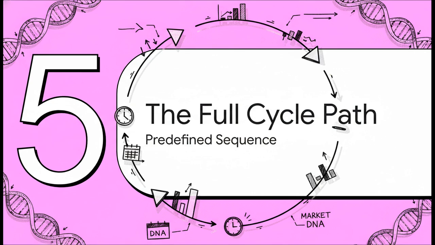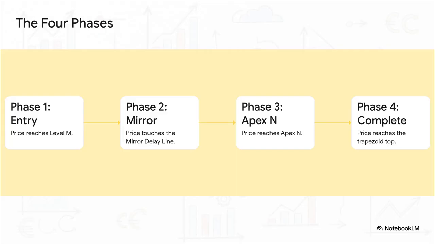Okay, so we've looked at the entry, the risk, and the targets. Let's zoom out a bit and look at the entire sequence of events. This is the complete predefined path for this particular market DNA cycle. The model lays everything out in 4 clear phases. It all starts with Phase 1, the entry that we've been talking about. Phase 2 gets triggered if the price touches the mirror delay line. Phase 3 happens when the price reaches Apex N, and the cycle is considered complete in Phase 4, once the price hits the top of the trapezoid.